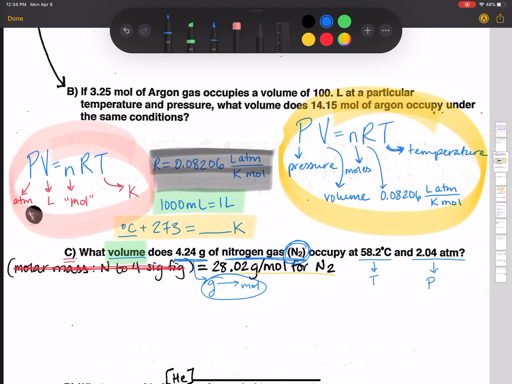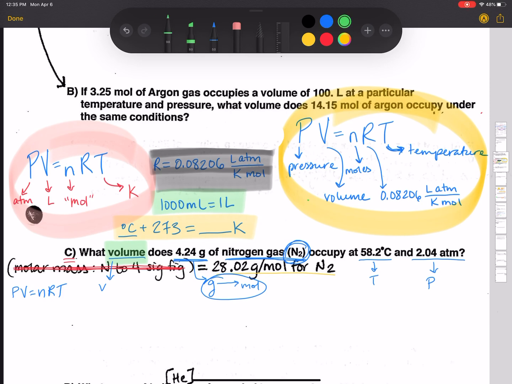Okay, we're ultimately going to be searching for volume. So if my formula is PV equals nRT, I have pressure, it's 2.04 atm. I'm looking for volume. I have the number of moles. I'm just going to have to go from grams to moles. And I have temperature, it's 58.2 degrees Celsius. I'm going to have to convert that to Kelvin. My R is always a constant. I'm always going to have to plug in 0.08206. So what I'm solving for is volume.